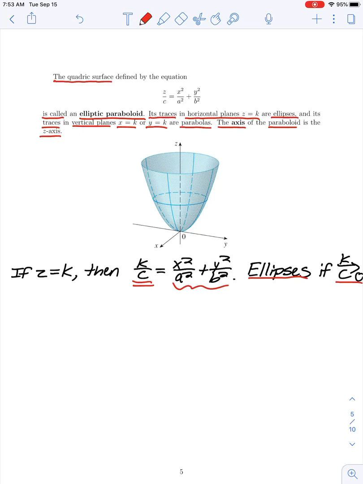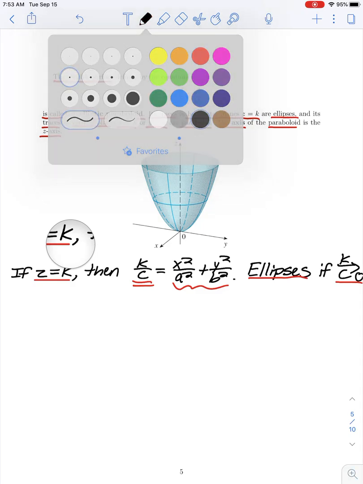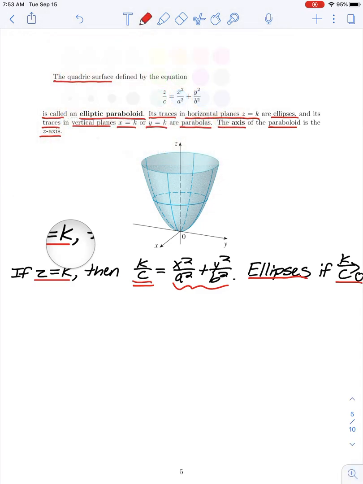So in the figure that I'm sketching here, I will only have ellipses if k, which is a plane parallel to the xy plane and k units above the xy plane, is positive. So we only have ellipses here in planes that lie above the xy plane, for which z is positive. And we can see that the larger that we make the value of k, the larger the area of our ellipse.